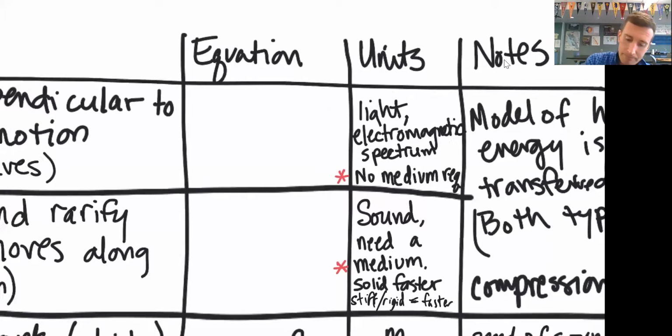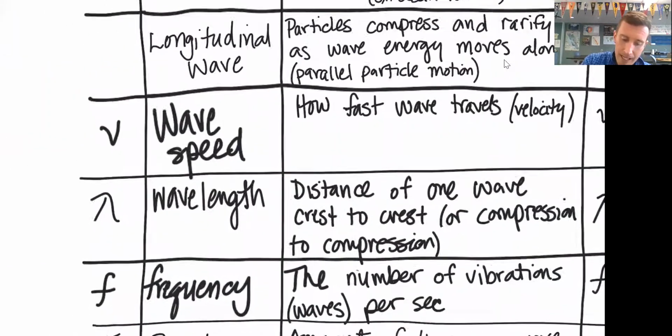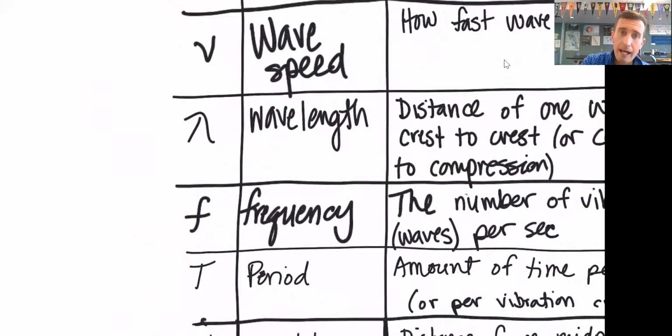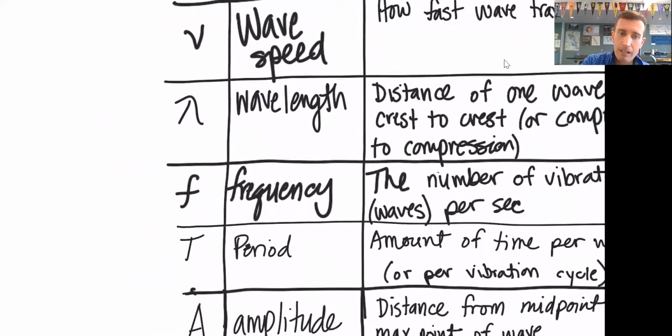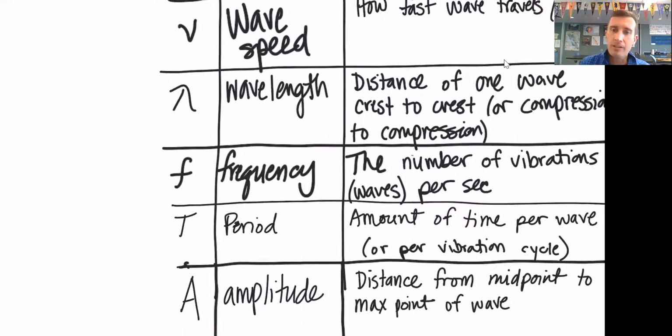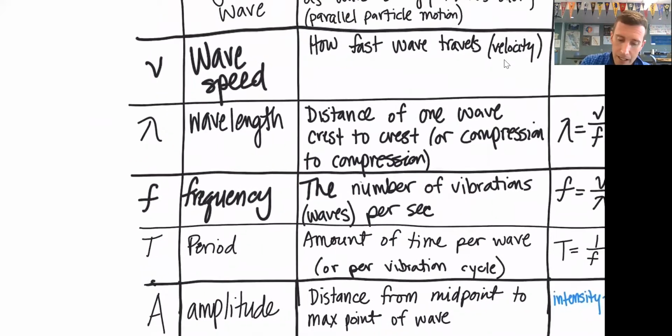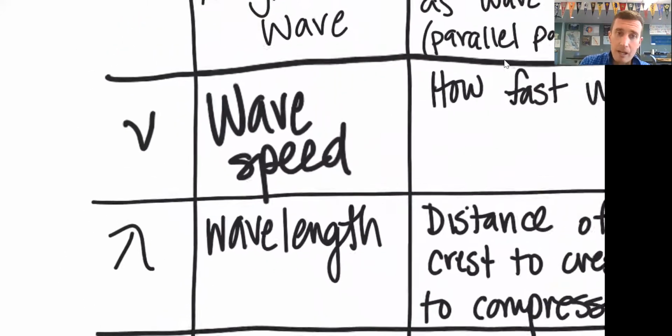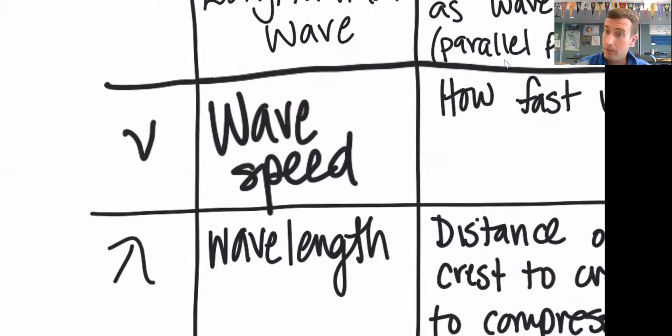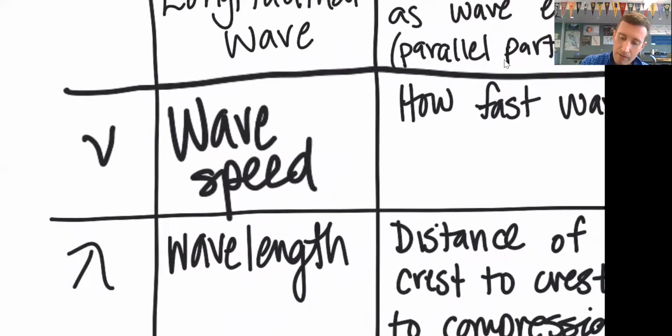piece. Okay, now let's get to some other pieces. So now we're going to add 5 different factors that all have to do with waves. Okay, so the first one is wave speed. We're going to use variable v for velocity, and that stands for wave speed.